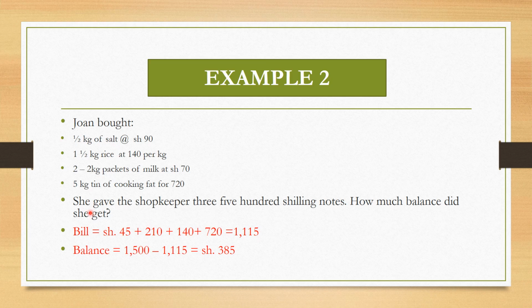Then down here they're saying she gave the shopkeeper 3 500 shilling notes. So this one also is very important. So 500, there are 3. Remember, 3 500 shilling notes. So you need to multiply 3 times 500 is 1500, or you can even add 500 3 times. That is equivalent to 1500. So how much balance did she get? Very easy. Subtract the bill from 1500, that is the money that she gave the shopkeeper, then minus the cost of all these items. If you subtract, you'll get that the balance is 385.